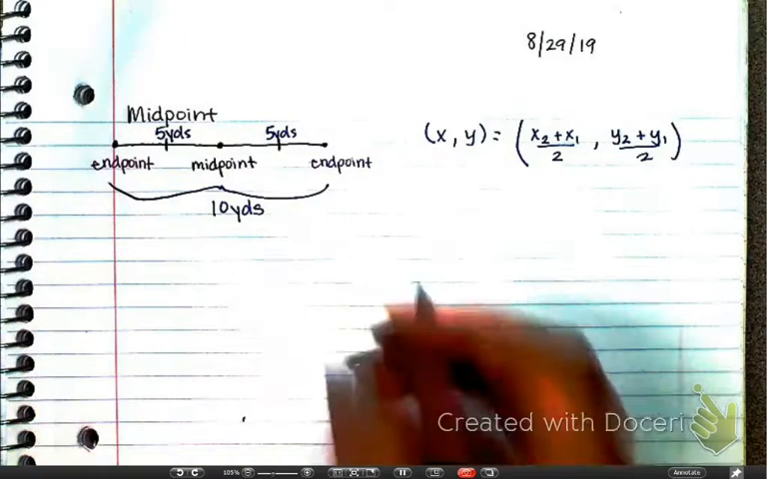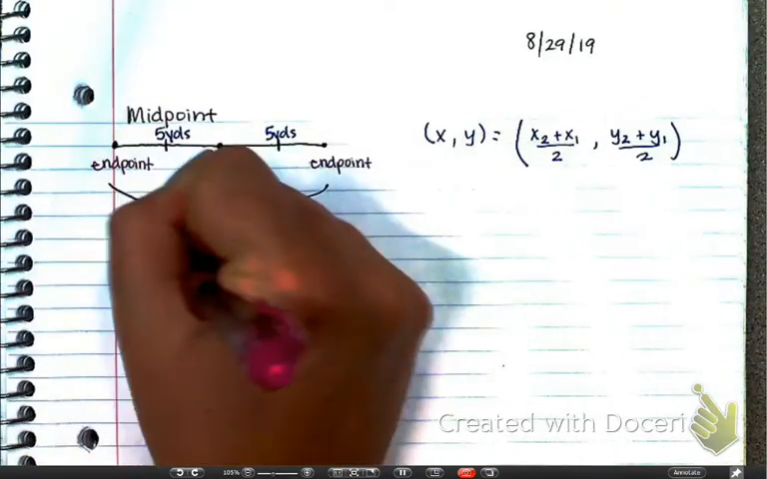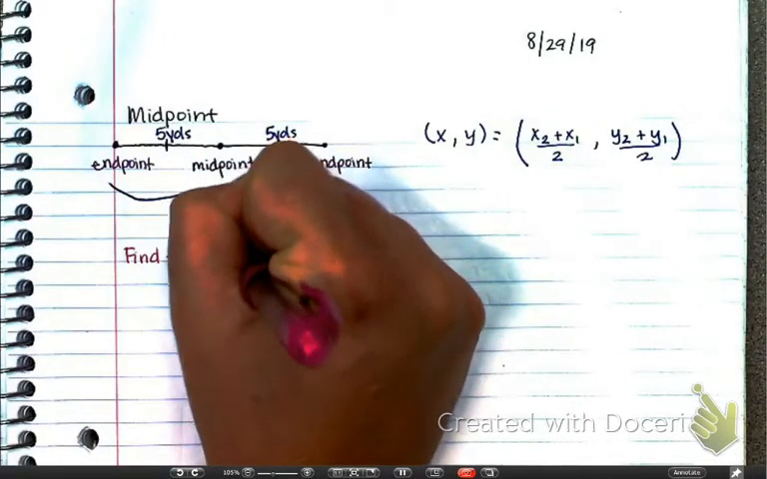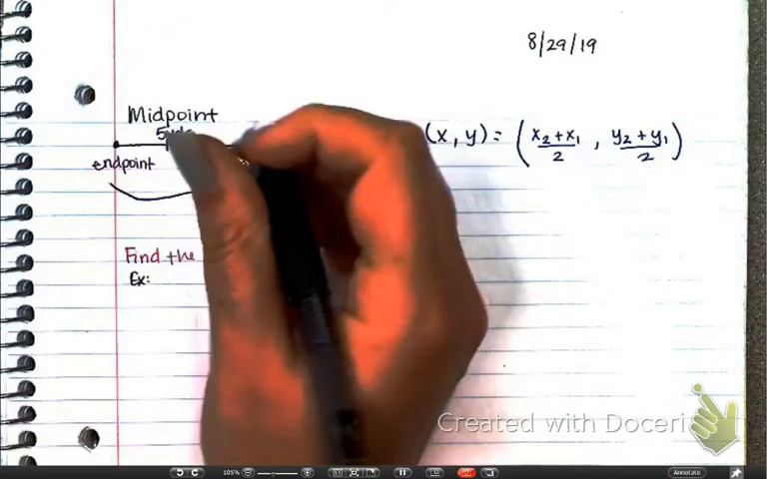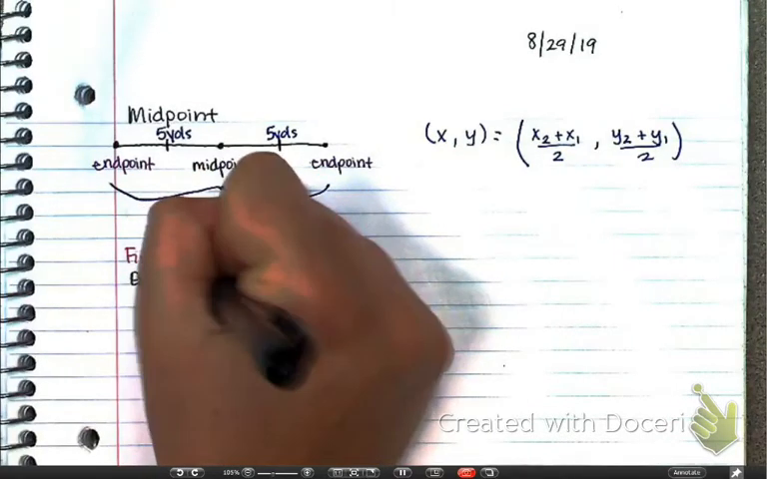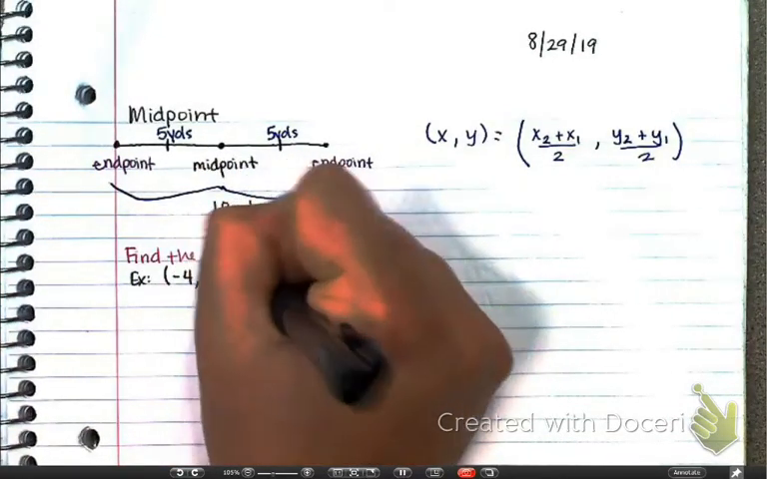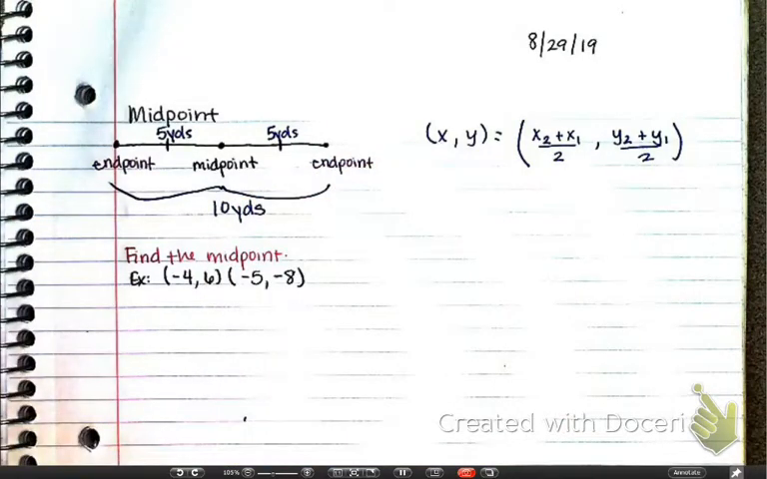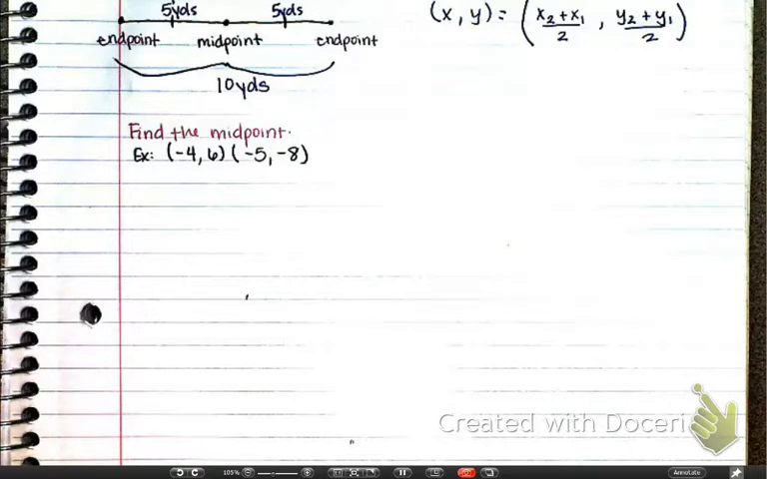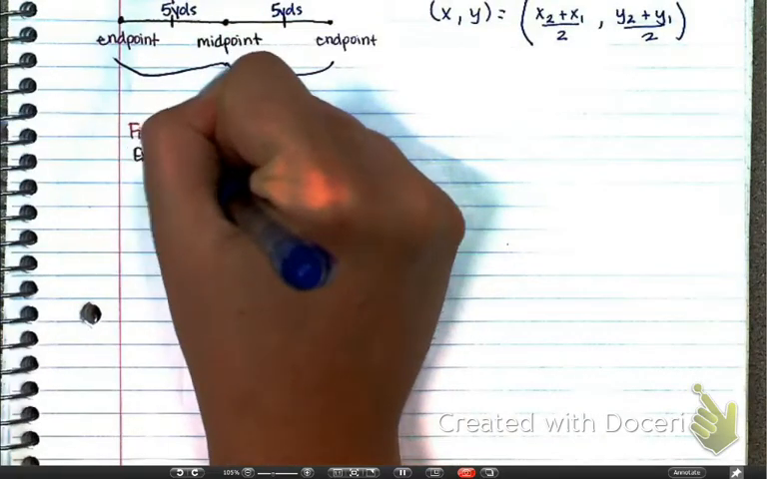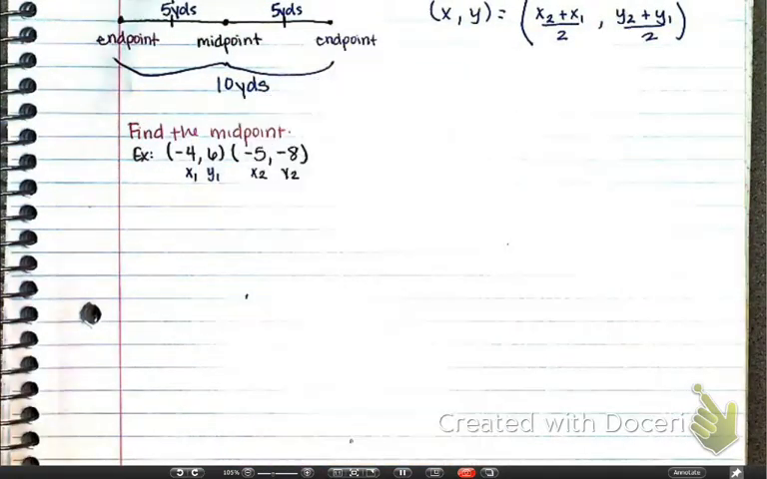So let's just try a couple. We're going to find the midpoint. Let's look at the points (-4, 6) and (-5, -8). Now, what would your super smart, brilliant teacher tell you to do first? Label it. Oh, see, y'all are super smart and brilliant too. Label your points: x1, y1, x2, y2. Because if you label your points, you are less likely to screw it up. I promise you that.